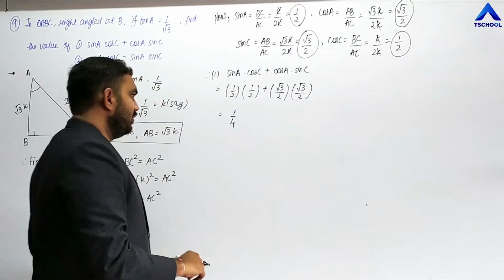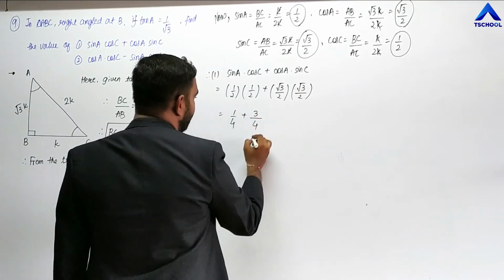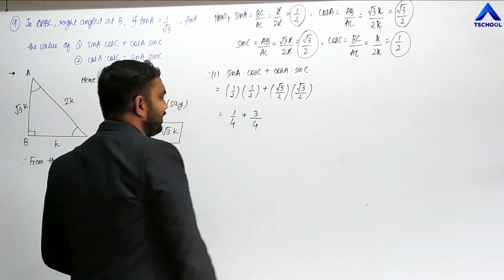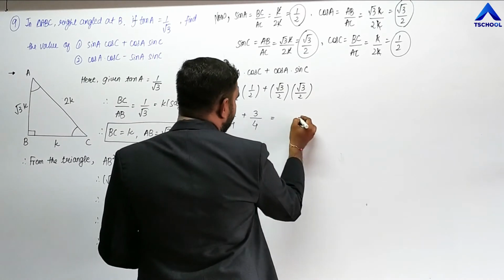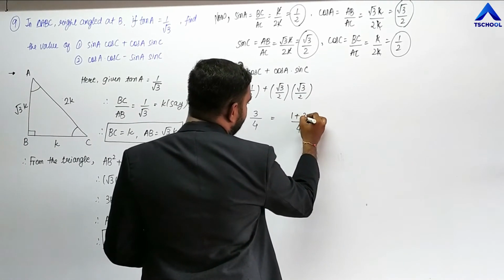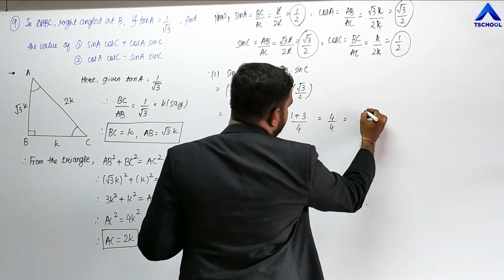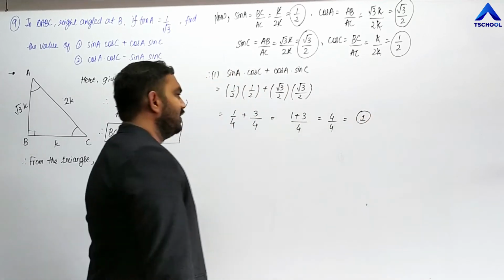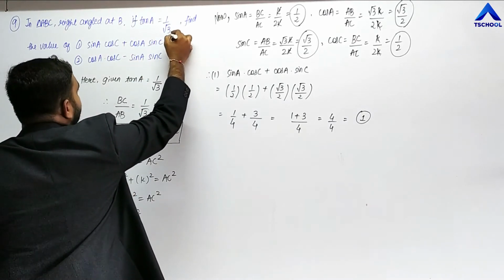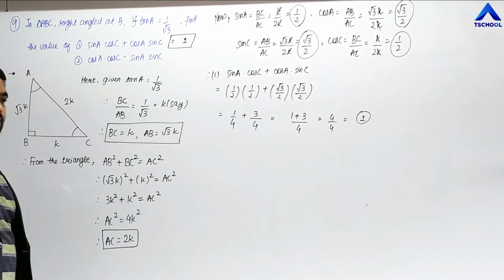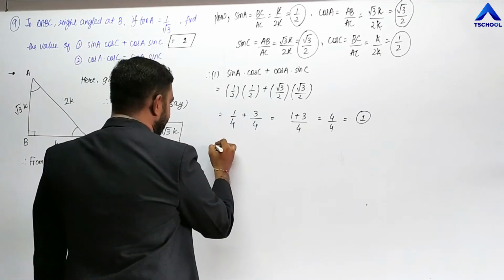So that becomes 1 upon 4 plus, here, root 3 into root 3 is 3, divided by 2 into 2 is 4. Again you can see that the denominators are the same in both the ratios. So we make a common denominator, that is 4, and in the numerator the terms will be added. That becomes 4 upon 4, which equals 1. So we got the value for the first one: sin A into cos C plus cos A into sin C equals 1. Let us find out the second one.